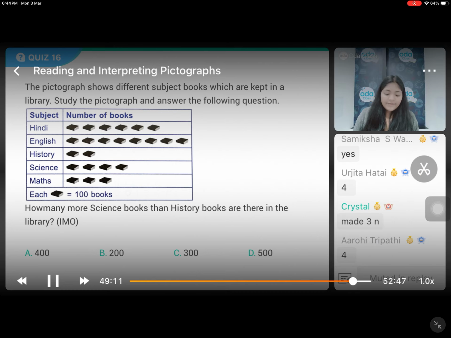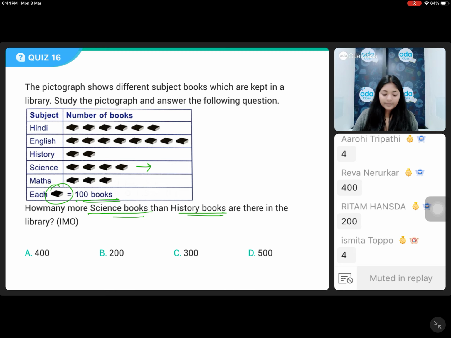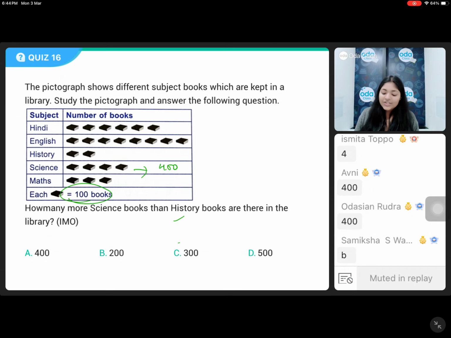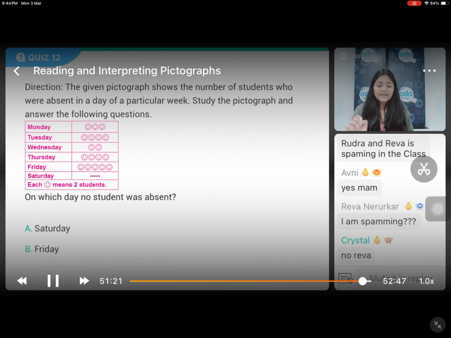Okay, so the pictograph shows different subject books which are kept in the library. Each book is representing 100. How many more science books are there than history books? So first tell me how many science books are there, everyone? Tell me. It is 4. So one book is 100, so 4 books means 400. How many history books are there? 200.